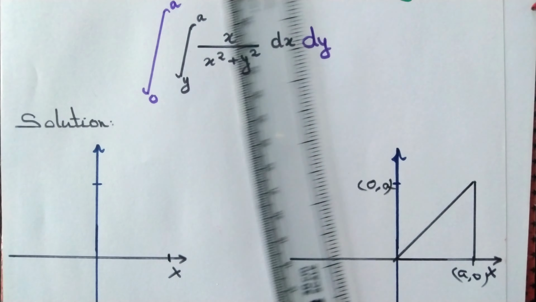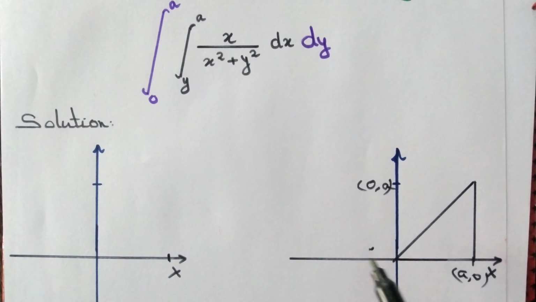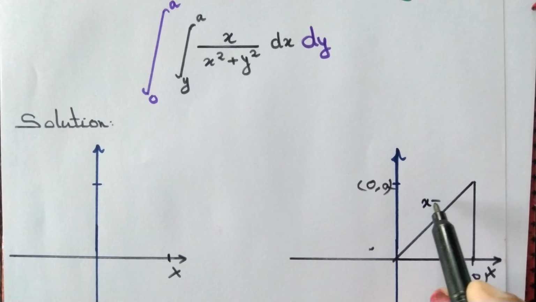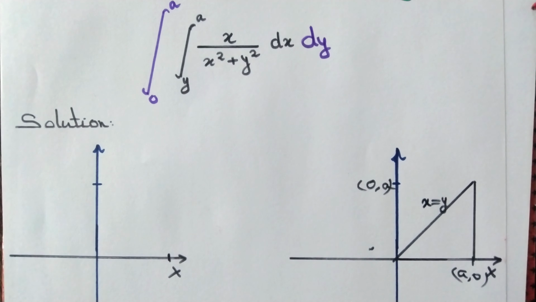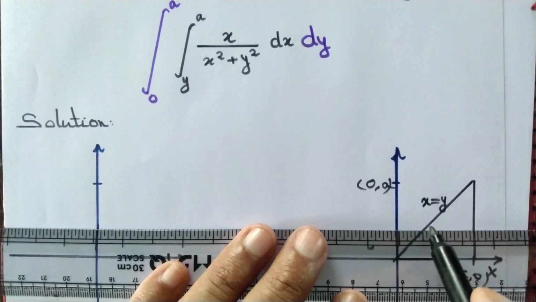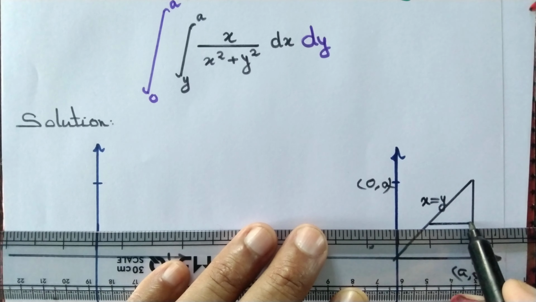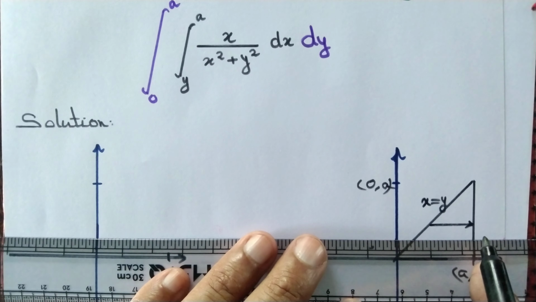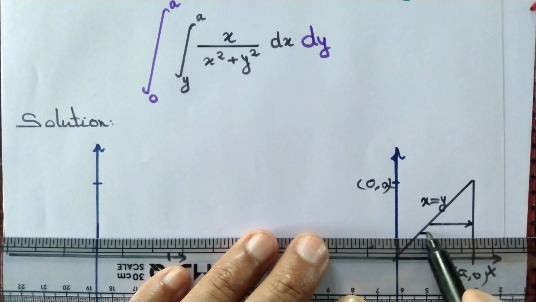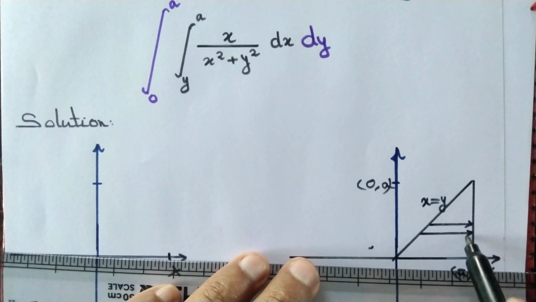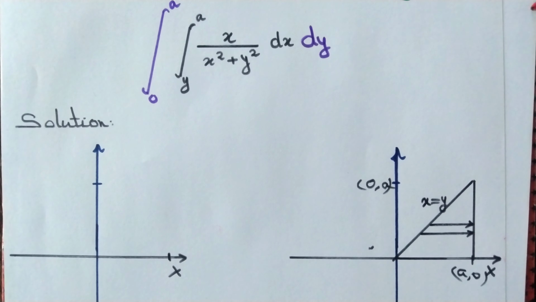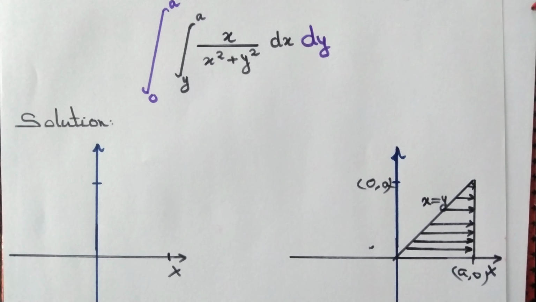And we did it. What about x equal to y? That we have already done. X equal to y, that's again a straight line at an angle of 45 degrees. We need to change from x equal to y up to x equal to a. So we want to do double integration over the shaded area.